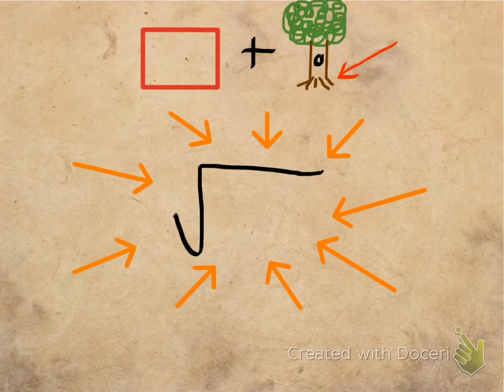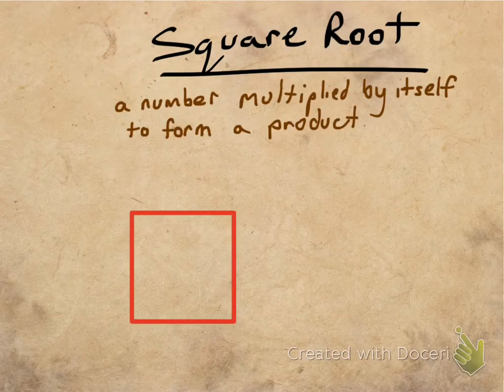Now next, our square roots. So you get it? Square roots. Get it? Alright, so we're doing square roots. A square root is a number multiplied by itself to form a product. You already know what a square root is. We talked about it when we did Pythagorean theorem. So, I'm going to explain it one more time.